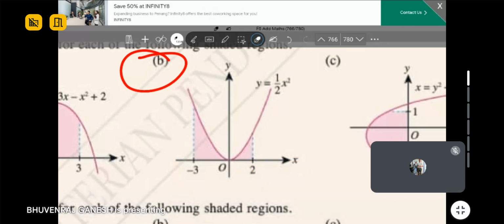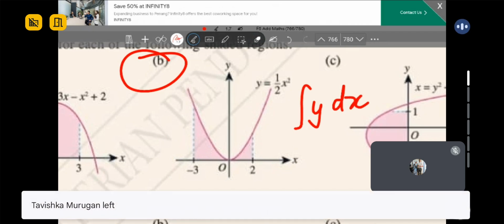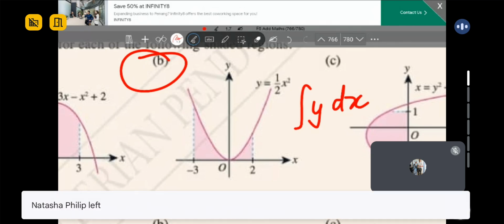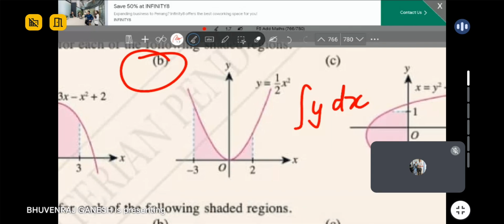Formula, ingat formula, dia macam ni. Guys, take note, setengah kawasan akan ada luas negatif. Some areas will be negative, some areas will be positive. Common, right? Kamu dah belajar. Setengah luas negatif, setengah luas positif. So macam mana kita nak tentukan luas tu positif atau negatif? Tanpa pengiraan, without calculation, how do we know an area is positive or negative?